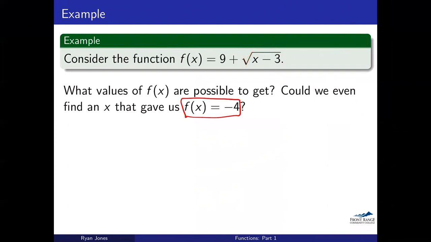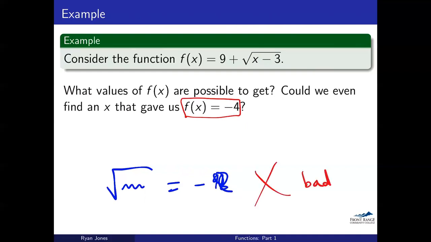And I can guarantee you that you've never taken the square root of a number and gotten something negative. This right here, I'll write this out: square root of yada yada yada equals negative different yada yada. That has never happened before. This is bad. It just doesn't work. You cannot get a negative number when you take a square root of something. And so what I'm recognizing here is that this term cannot be negative.